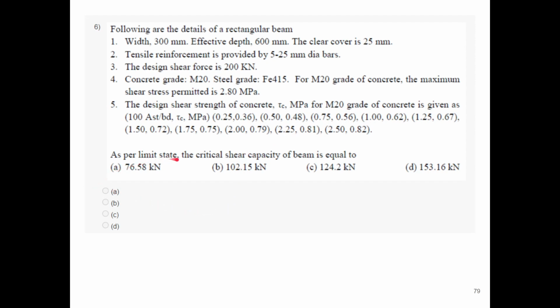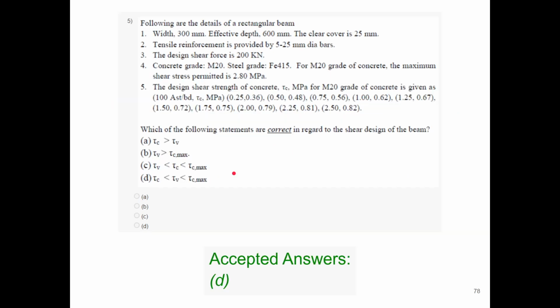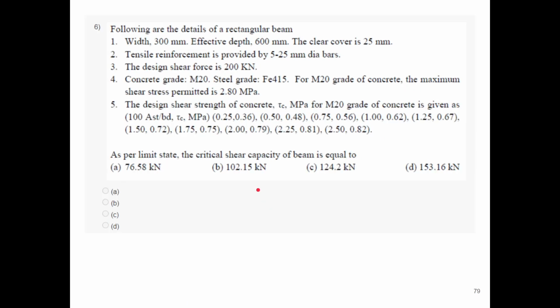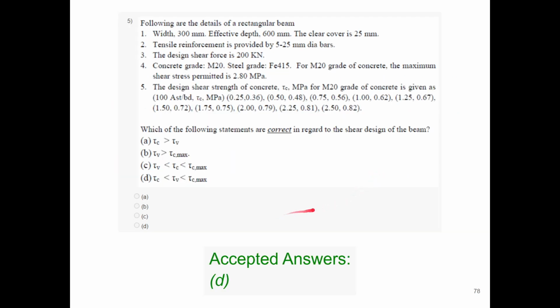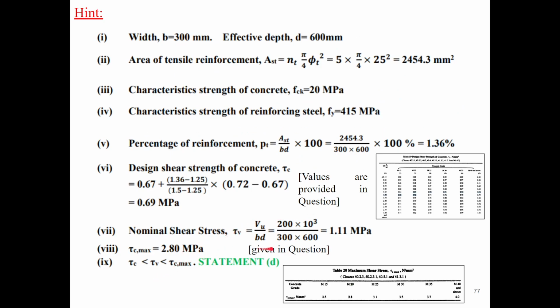So here, as per limit state, the critical shear capacity of beam is how much? So we have been asked to find the critical shear capacity of the beam, okay? So basically it will be Vc, sorry, calculated from tau c. So it will be Vc equal to tau c into bd, okay? So tau c value we calculated to be how much? It was around 0.69, right?